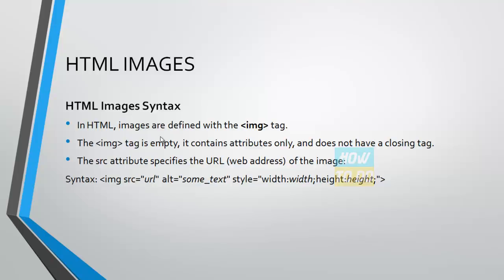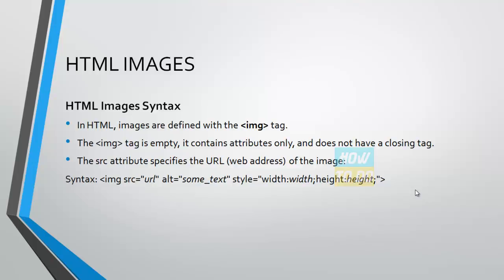Now let's understand how the syntax of this HTML image goes. The syntax would be img, space, src equals, then you will have to give the URL of that particular image which you are looking for. You can type an alternate text, which is alt equals, some text in quotes, and then you can write style equals, where you can give the width and height, and close the syntax. So this is the basic format of the syntax used for inserting an image in an HTML document.